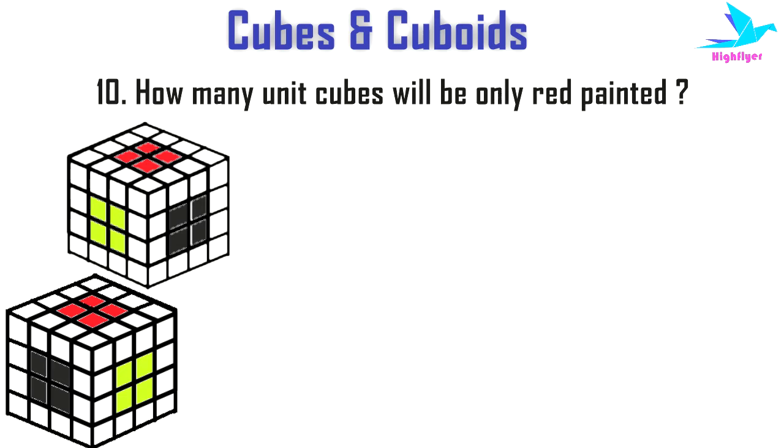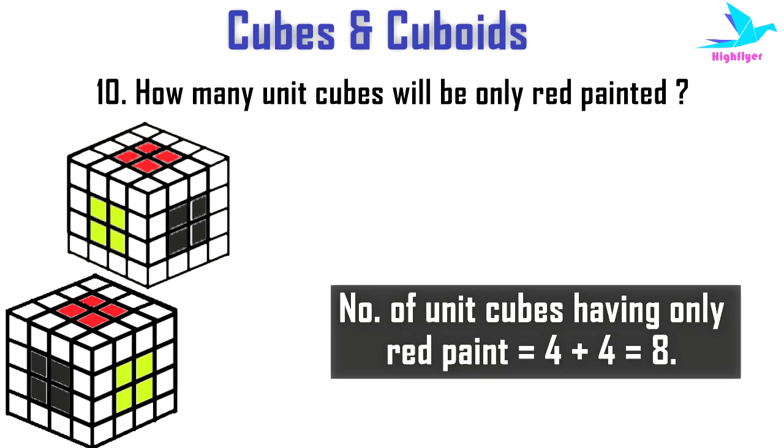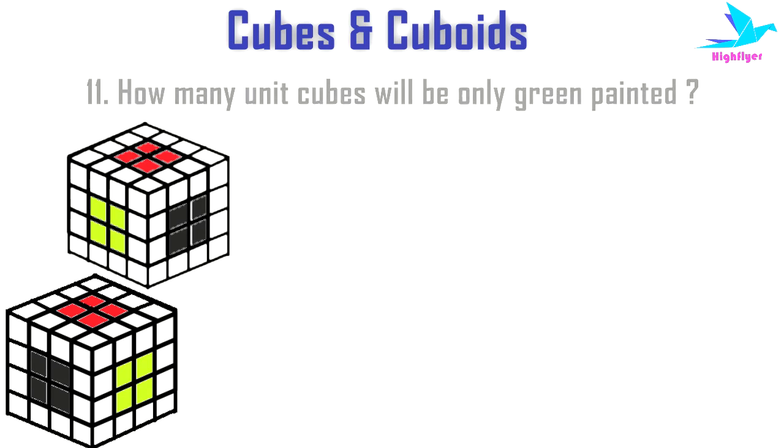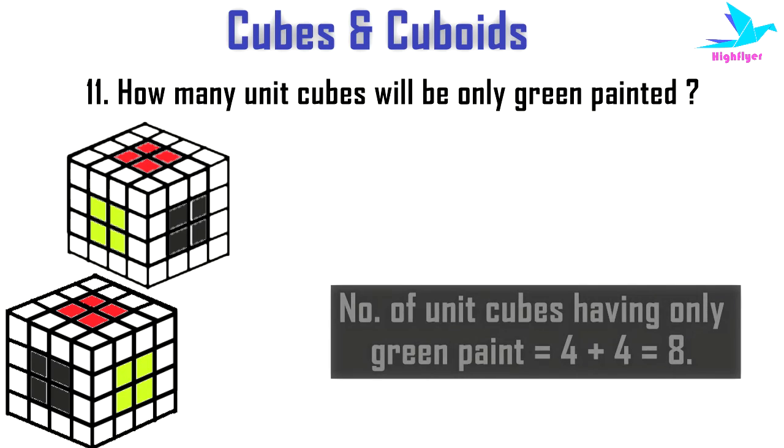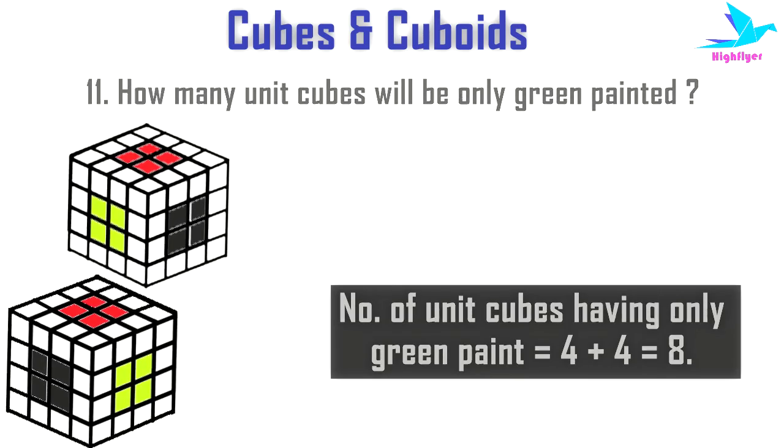Next question. How many unit cubes will have only red painted? The answer is very similar and the same. The number of unit cubes having only red paint also equals 4 plus 4 equals 8. Next question. How many unit cubes will be only green painted? The answer remains the same. The number of unit cubes having only green paint equals 4 plus 4 equals 8.